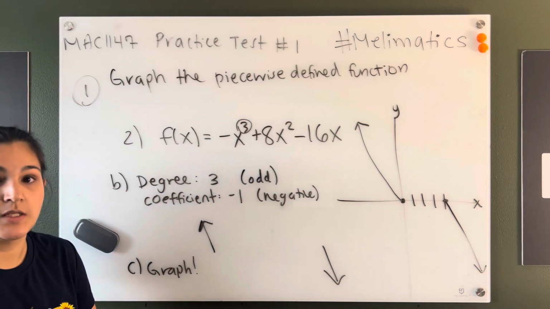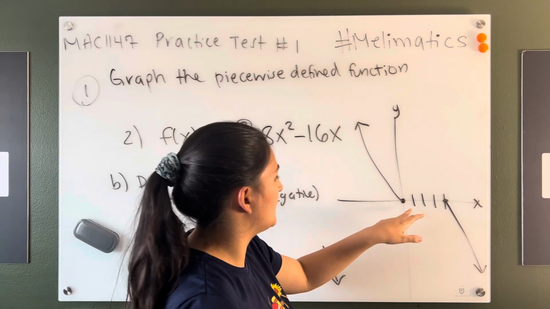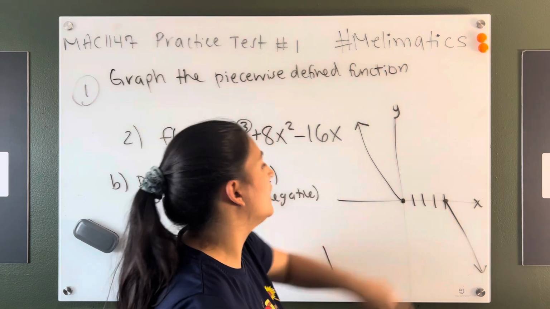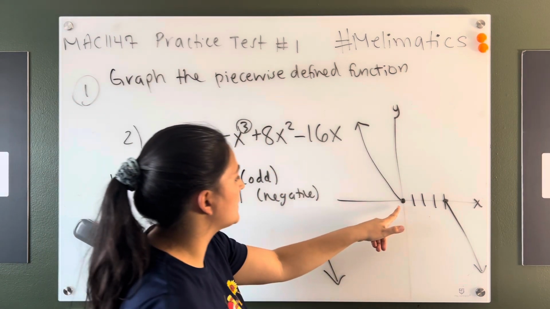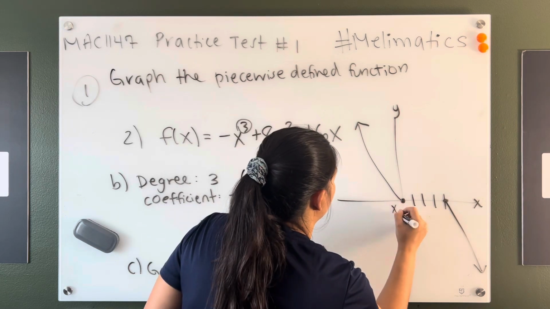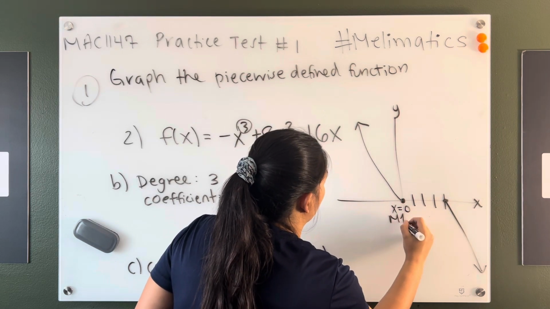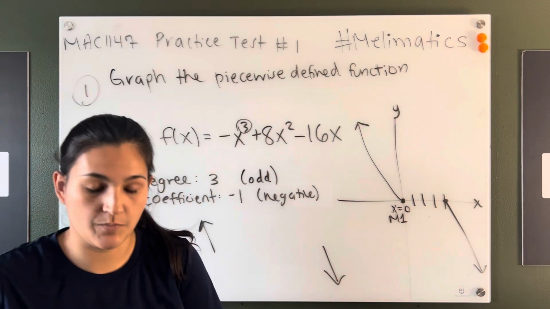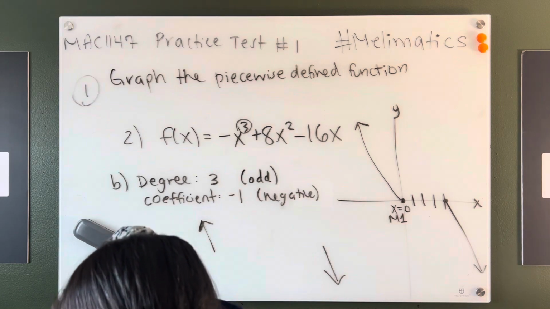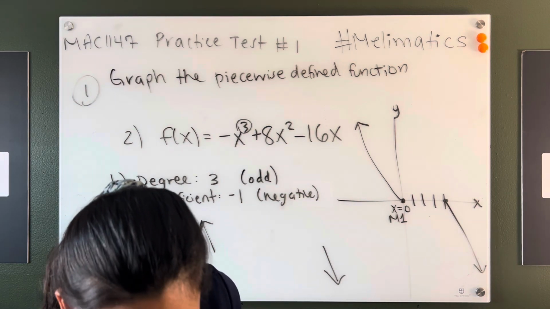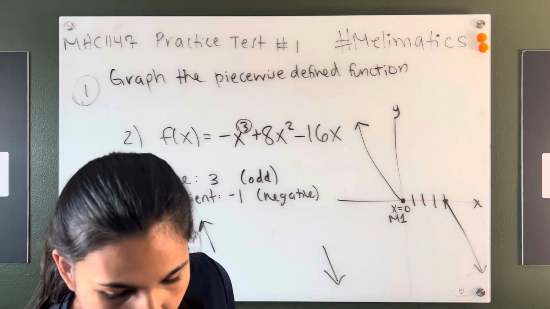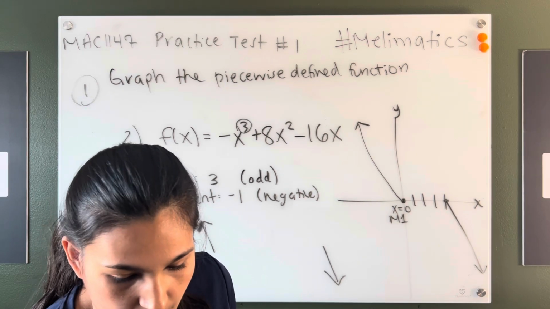So that's that. Now all we have to do is figure out what happens from this point to this point. Okay, and that's why the multiplicity is important. So for here, this is x equals 0, right? We got a multiplicity of 1. So now we're going to use the multiplicity chart. I did send a picture of this. You can also look it up on Google.